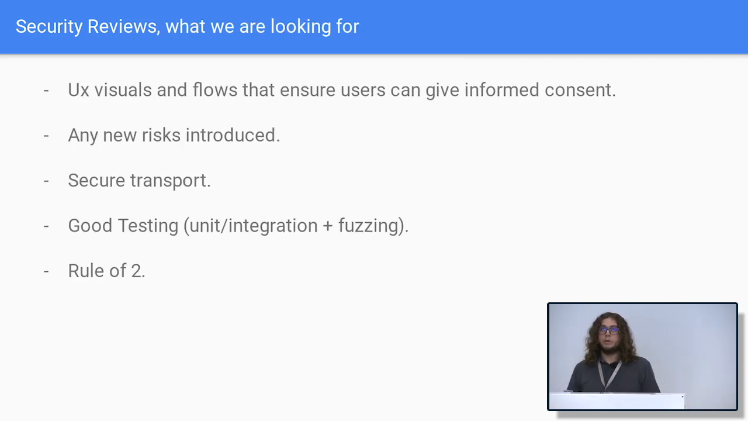So what are we looking for when we do those security reviews? Pretty much everything that I mentioned before in this presentation. For one, we're looking for any UX visuals and any flows and make sure that users have the information they need for anything that's security sensitive. We're looking for any new risks that might be introduced by this feature and whether the benefits outweigh the risks and how the risks are being mitigated.